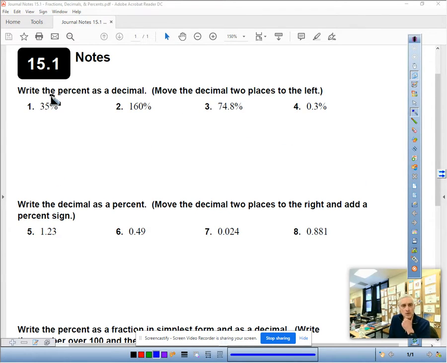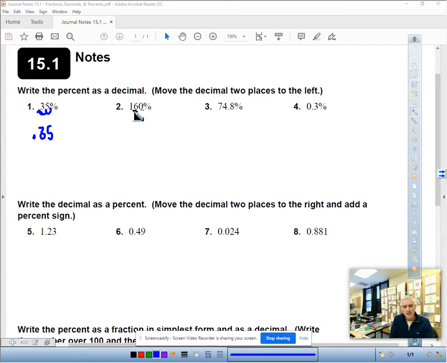To convert a percent to a decimal, all you have to do is move the decimal 2 places to the left. So when I have 35%, if I want to convert that to a decimal, think about when you don't see the decimal, it's at the far right side, it's understood it's there. Move it 1, 2 places. So 35% is 0.35 as a decimal.